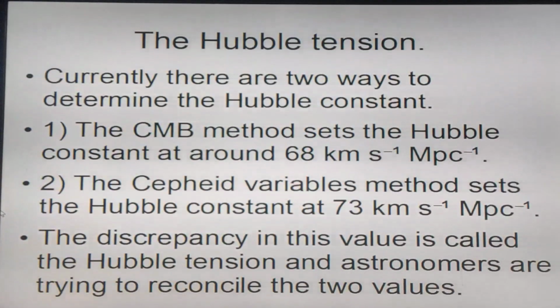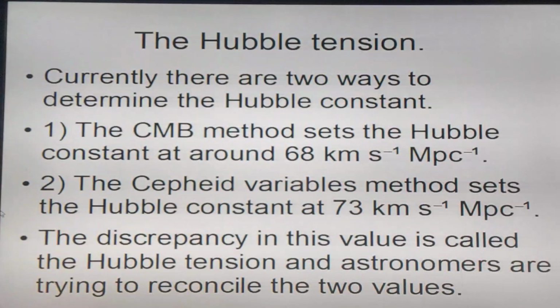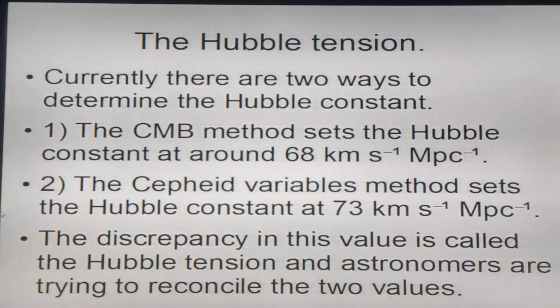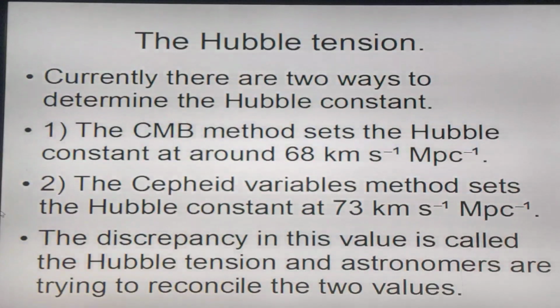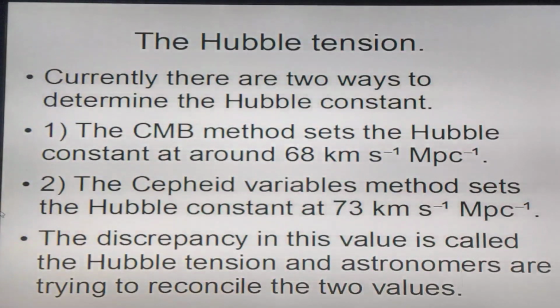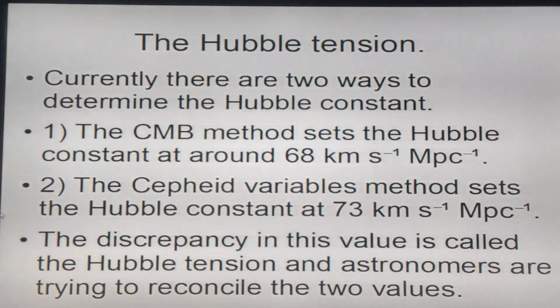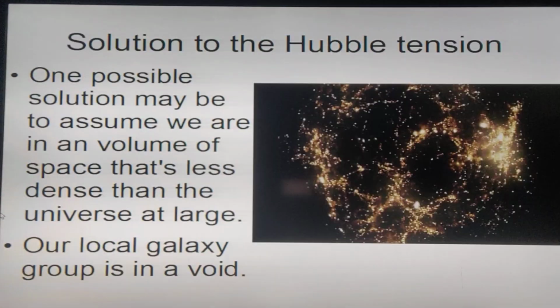Now, currently, there are two ways to measure this constant. One, the CMB method, which sets the Hubble constant at around 68 kilometers per second per megaparsec. The second way is a type of variable stars, which set the Hubble constant at 73 kilometers per second per megaparsec. Now, these two numbers are different, 68 and 73. And this discrepancy is called the Hubble tension. And astronomers are trying to reconcile the two values.